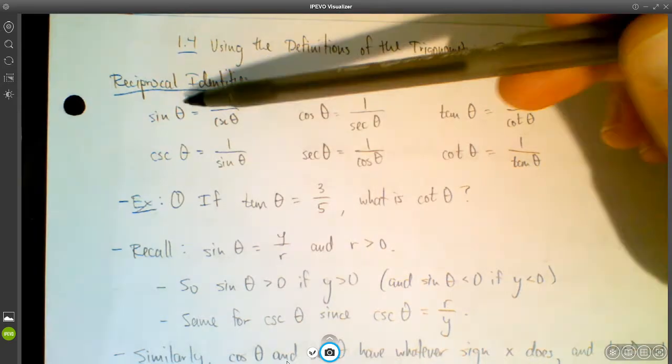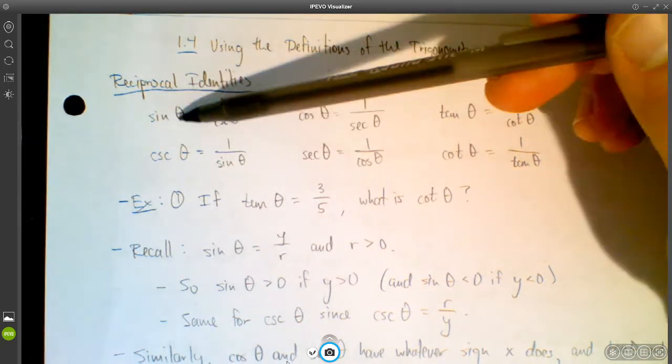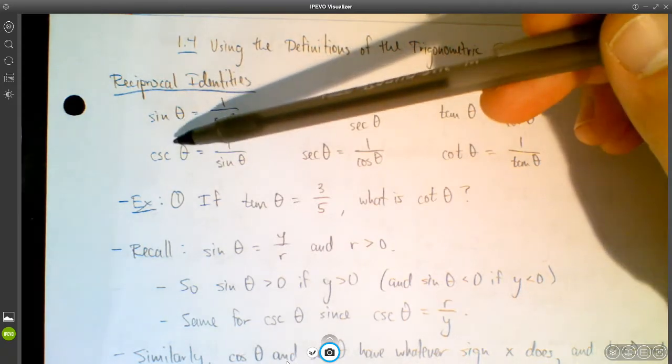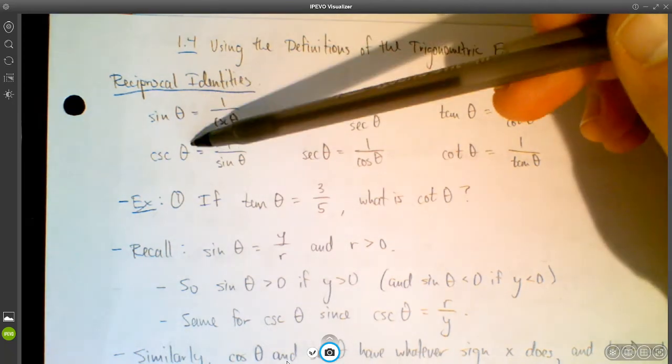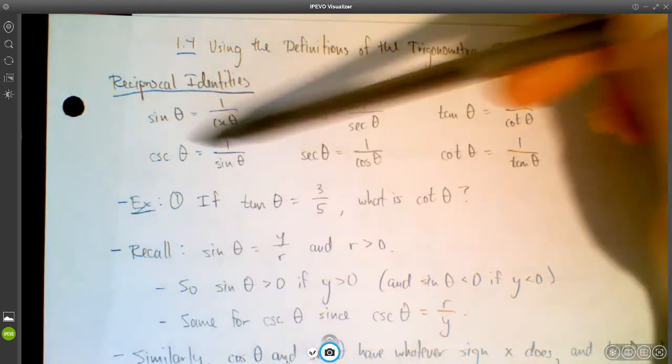So we talked about the fact that, for example, the definition of sine theta is y over r. Well, the definition of cosecant theta is r over y. So clearly sine and cosecant are reciprocals of one another, and this is just another way of saying that.